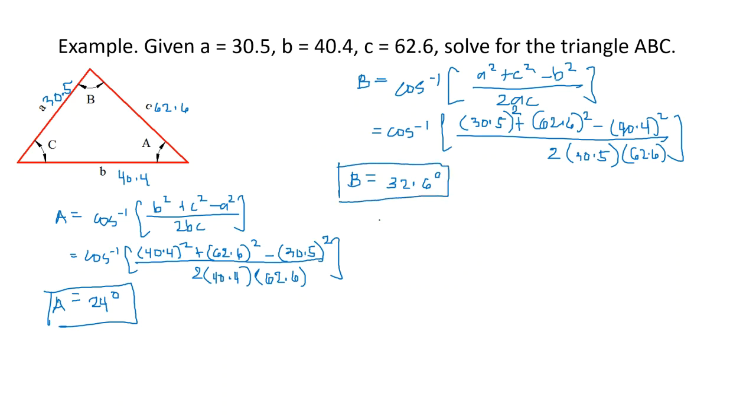Now let's just solve for C. In order for us not to use cosine law anymore, we can just use 180 minus 32.6 minus 24. So that is our angle C. So basically, the angle C is 123.4. So these are now the angles, or the solution, for the given triangle ABC. Okay, so basically that's it for the oblique triangles.